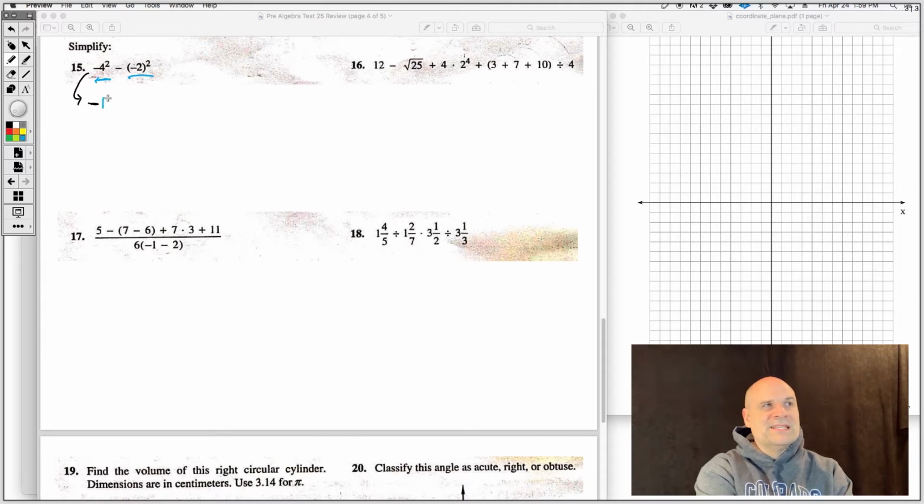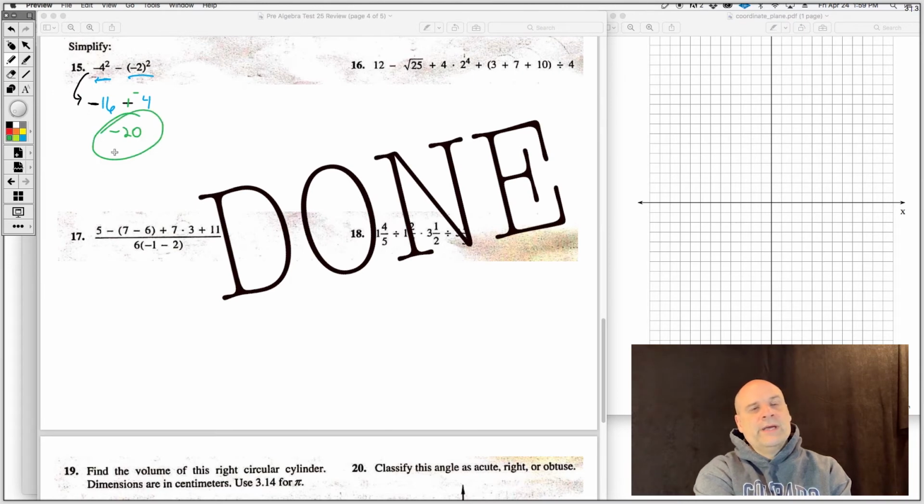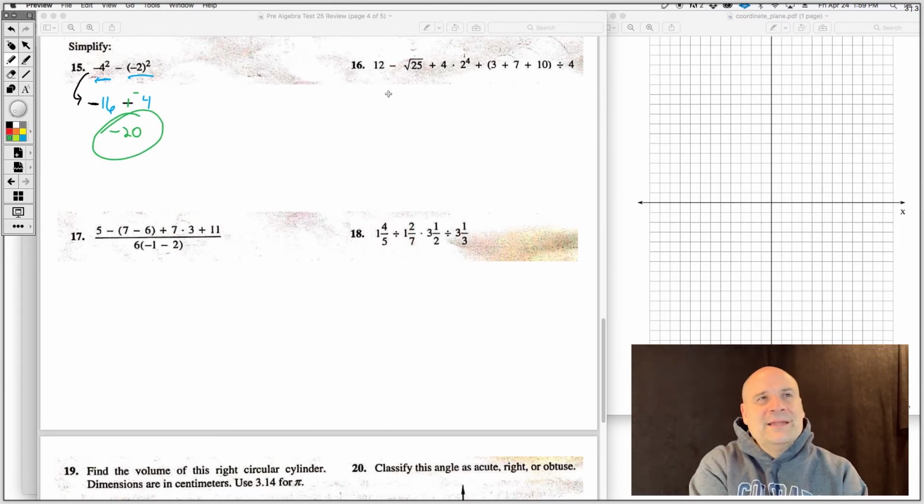So 4 squared is 16, okay? Minus. Well, what does this become? This is negative 2 squared. So think of it like this. That negative is inside the parentheses, and parentheses come before exponents. So first you make that 2 negative, and then you square the negative 2, which is a positive 4. Okay? So now you have negative 16 minus 4. Subtraction is dumb. So negative 16 plus another negative 4 is negative 20. Okay. That's not terrible.